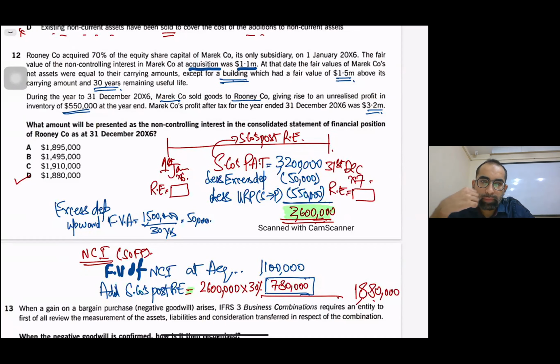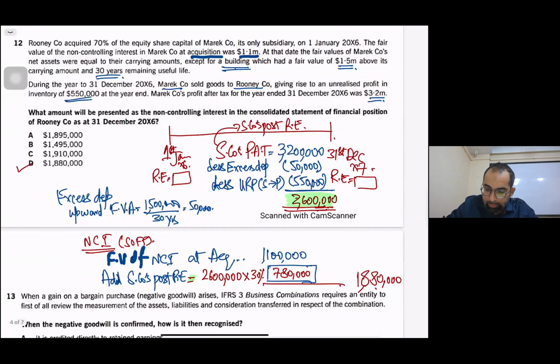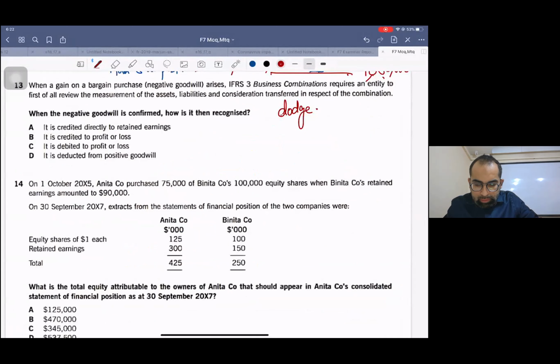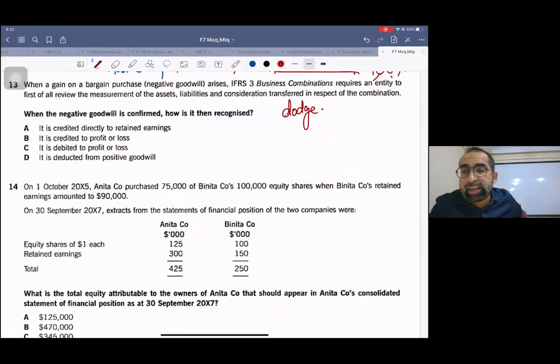You got it? You understood this story? Okay, now moving towards question number 13. Yes, it's a dodge. The easiest question, but dodgy. There is a dodge in this question. My dear students, hope you remember the thing: gain on bargain purchase, the negative goodwill.